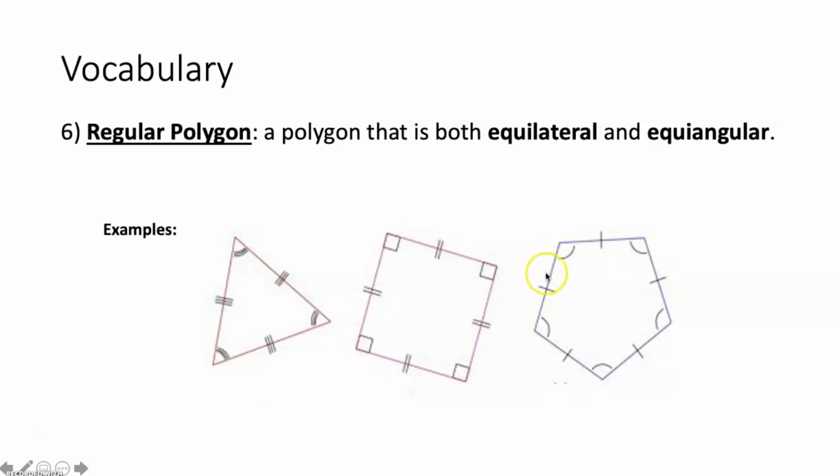Here we have a 1, 2, 3, 4, 5-sided figure that we're going to talk about later on. And we know that each side is the same measure. That's what the tick marks mean. And each angle is the same measure. That's what the arc means. Therefore, it's a regular polygon.